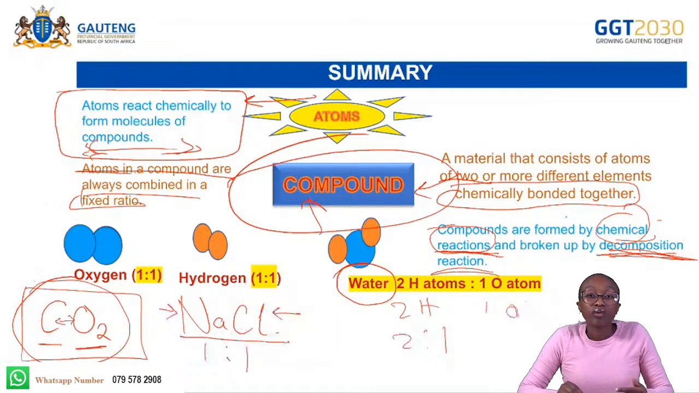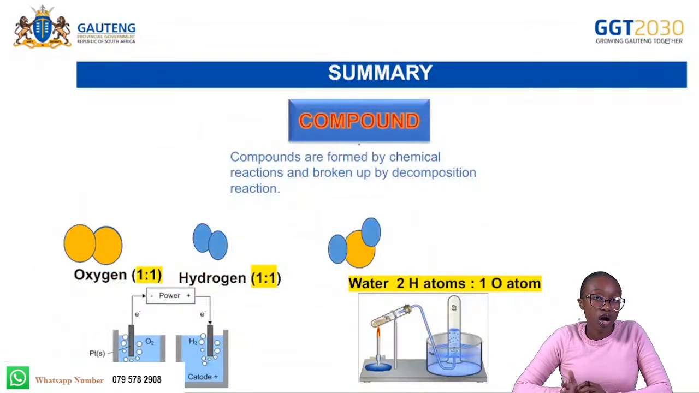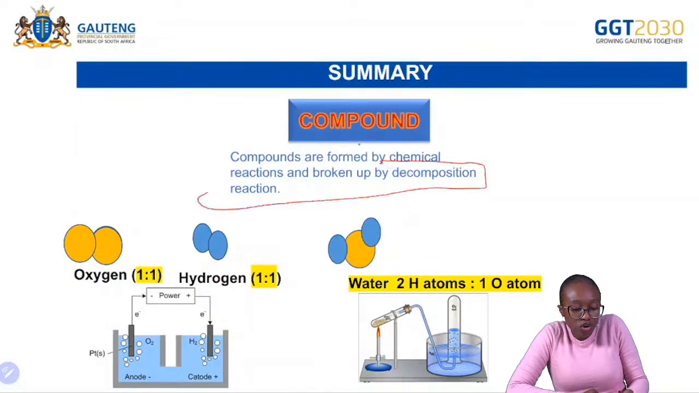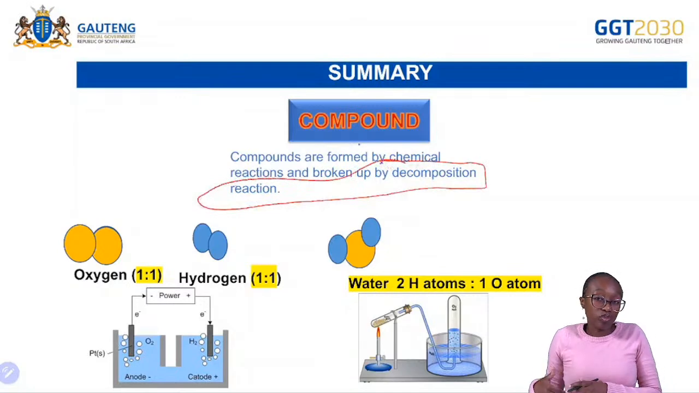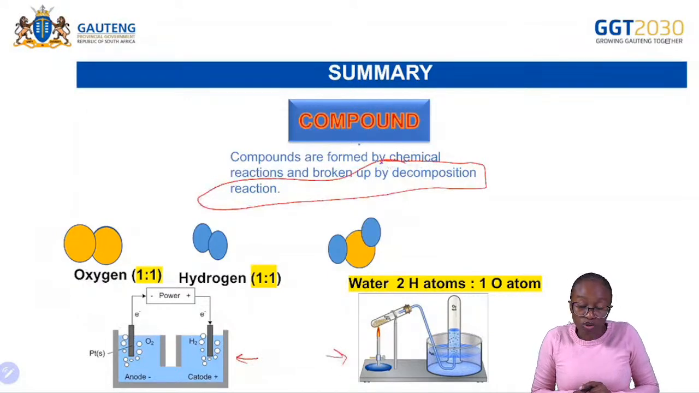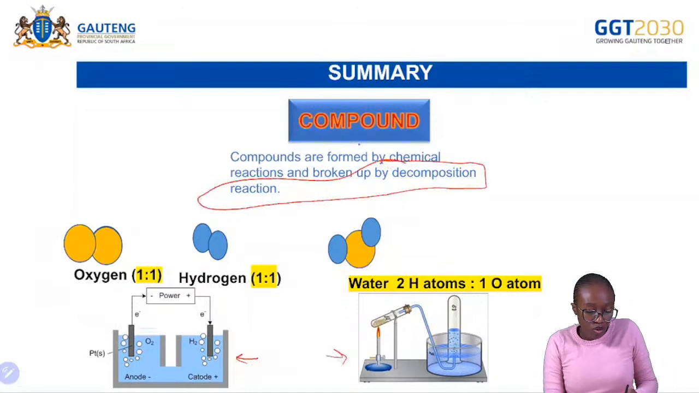Now, let's remind ourselves again about how compounds are broken down. So we briefly touched on how compounds are broken down in the previous slide. We said a decomposition reaction has to happen in order for us to break down a compound, whether into its elements or into other compounds. For example, we have 2 here. We've got one method here and another method there. Do you remember the names of these methods that we use to break down compounds?